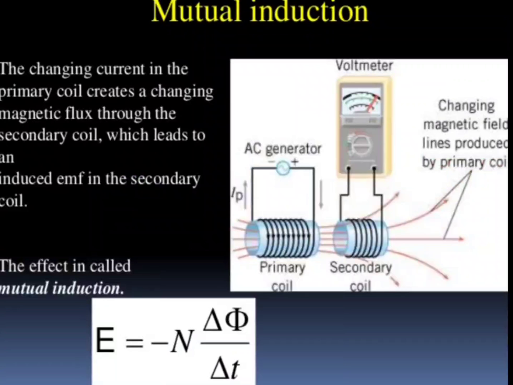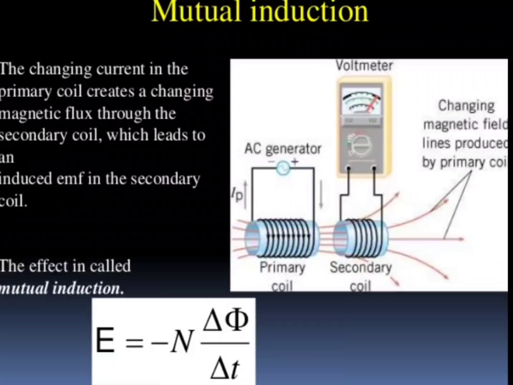Similarly, consider the changing current in the primary coil. So this is the primary coil. Here we connected the primary coil to an AC generator, that indicates alternating current. Whenever an alternating current is applied to the primary coil, it induces a time varying magnetic field. This time varying magnetic field creates an induced EMF in the secondary coil. This induced EMF creates a current in the secondary coil. This induced EMF is nothing but voltage. So here we connected a voltmeter to the secondary coil. With the help of the voltmeter we can easily measure the induced EMF developed in the secondary coil. So this effect is called mutual induction.